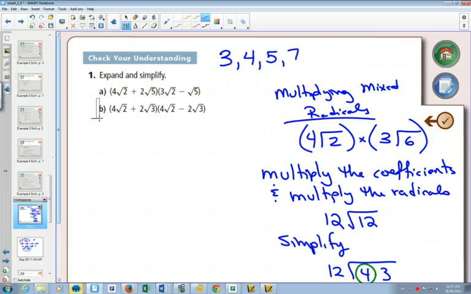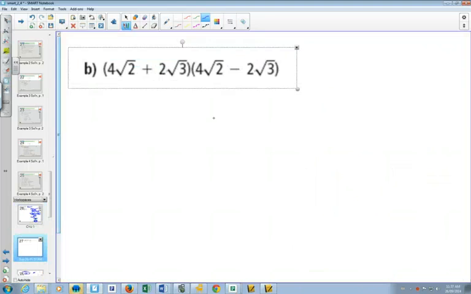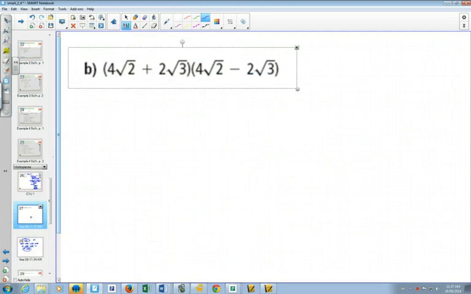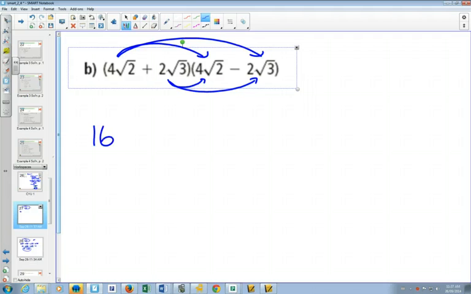Looking at B. So for b, again, we're going to multiply everything out. First, outside, inside, and last. When I look at my first ones, 4 times 4 will be 16. Root 2 times root 2 will be root 4. We'll simplify that later. Outside ones, 4 times a negative 2 will be negative 8. Root 2 times root 3 would be root 6.